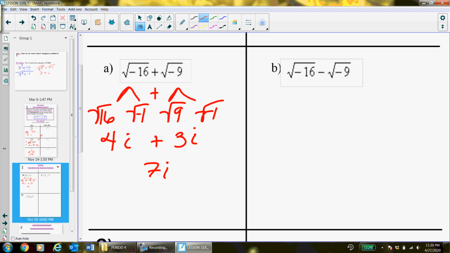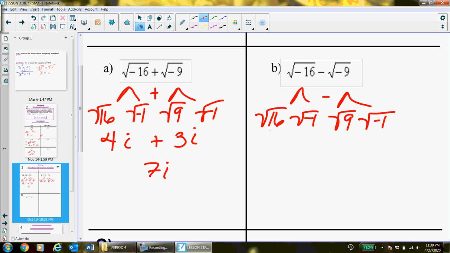All right, so now I'm going to do b. Same thing, break it down because we already broke these same radicals down. I'm just going to rewrite it. So radical 16, radical negative 1 minus radical 9, radical negative 1. Radical 16 breaks up to 4, negative 1 breaks up to i, minus 3i. So 4i minus 3i is 1i, but you don't need to put the 1, so it's just i.